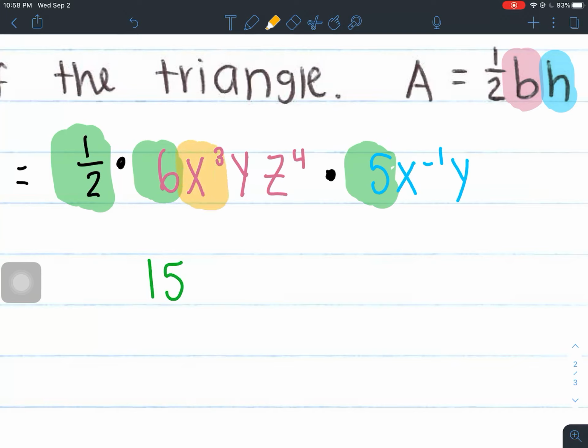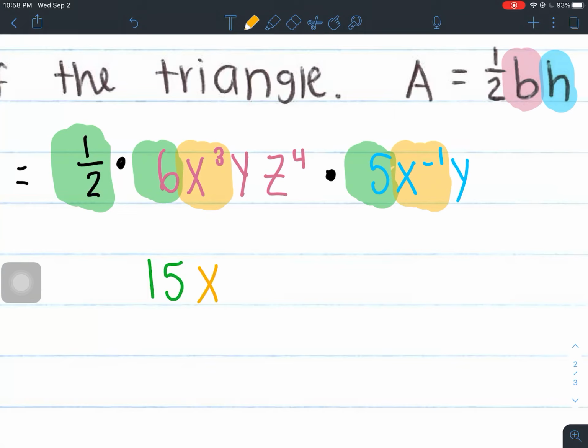I have x's that are the same base. So I have x cubed and x to the negative 1. Now we haven't seen negative numbers yet, but they're still numbers. So the question is, would I multiply 3 and negative 1, or would I add 3 and negative 1? I wouldn't even subtract because it's not a fraction, right? So I'm either adding or multiplying.